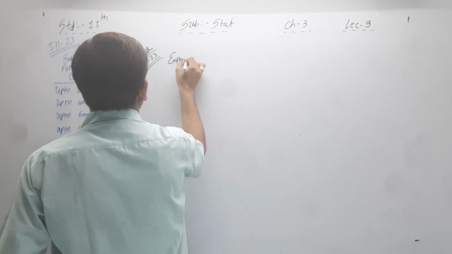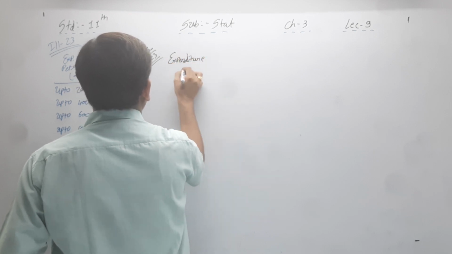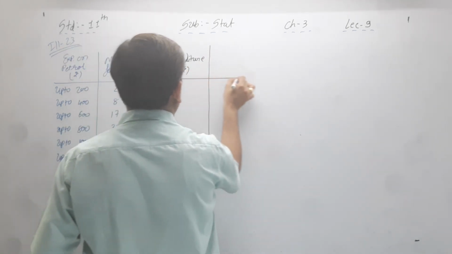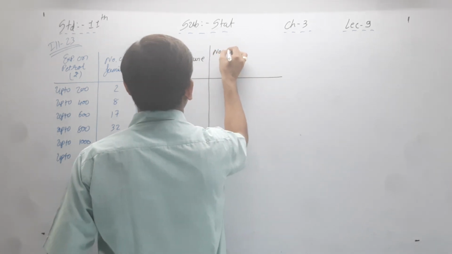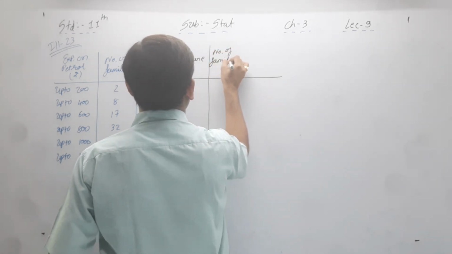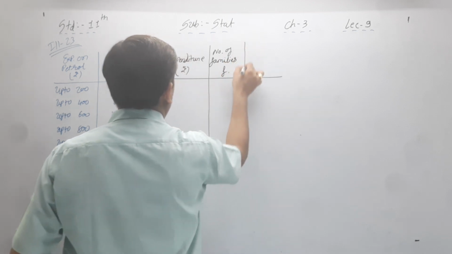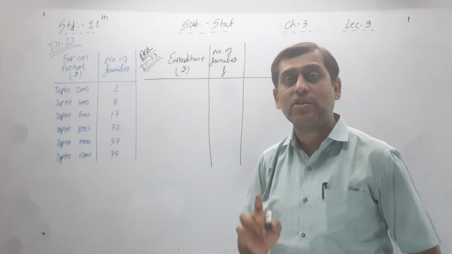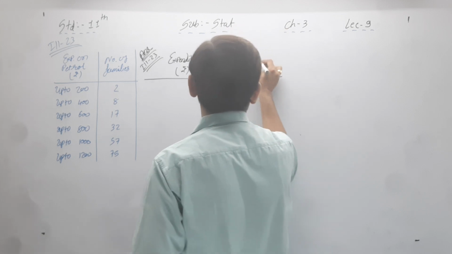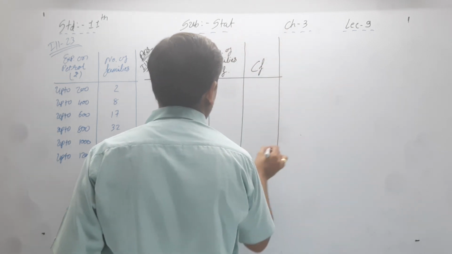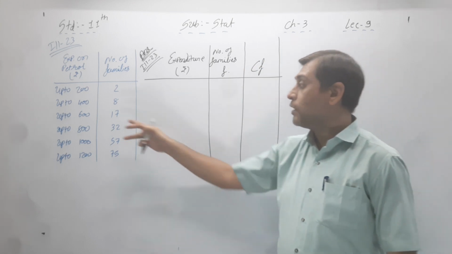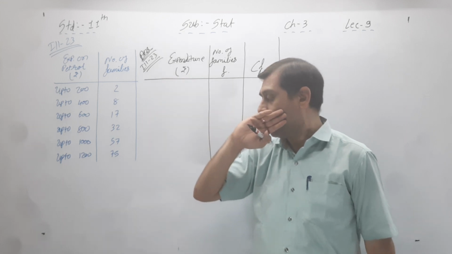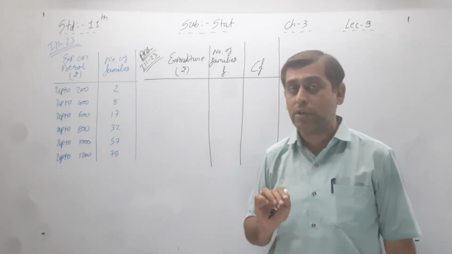expenditure in rupees. Then number of families, that is your F, and here you have to find out median from this data. That's why you have to find out one column, that is cumulative frequency, CF. You have to prepare these 3 columns. This is your question, and you have to prepare 3 columns for the original question. You have to find out the original question, right?